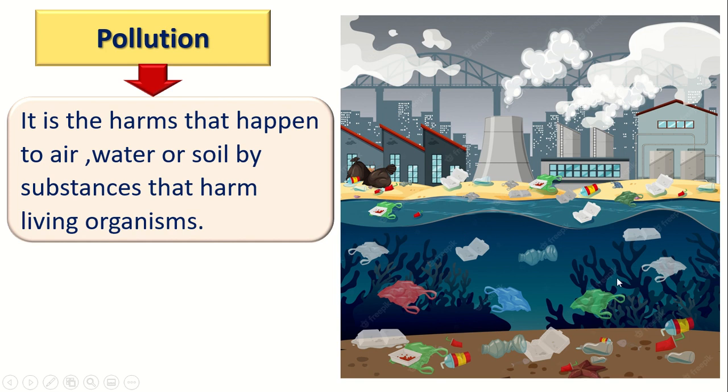When we throw substances that harm the living organisms in the water, this is water pollution. When you throw garbage on the soil, this is soil pollution. When we produce smoke from factories and cars in the air, this is air pollution. So the harm that happens to the water, soil, or air is called pollution. Again, what is the meaning of pollution? Harm that happens to the air, water, and soil by throwing substances that harm the living organisms.